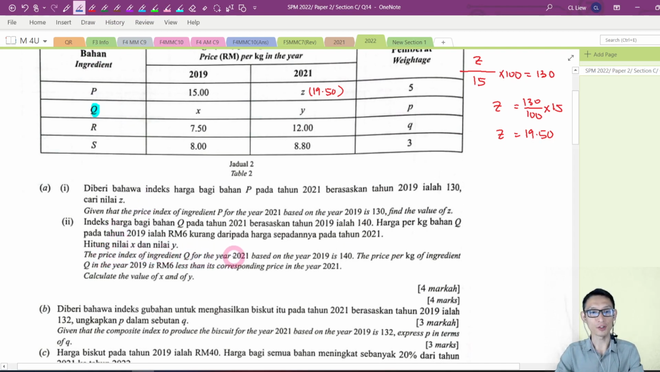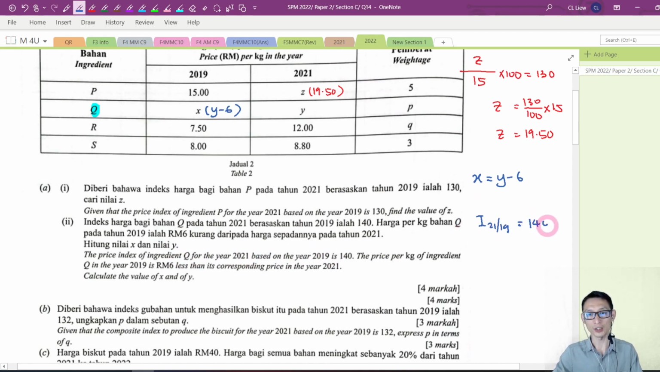The price index of ingredient Q for the year 2021 based on the year 2019 is 140. This means that it increased 40%. The price per kilogram of ingredient Q in the year 2019 is 6 ringgit less than its corresponding price in the year 2021. If this is Y, this is 6 ringgit less than this, so it will be Y minus 6. So we know that X is equal to Y minus 6. Then, how do we get the price index of ingredient Q for the year 2021 based on the year 2019?